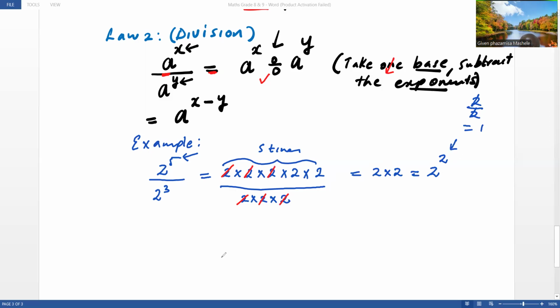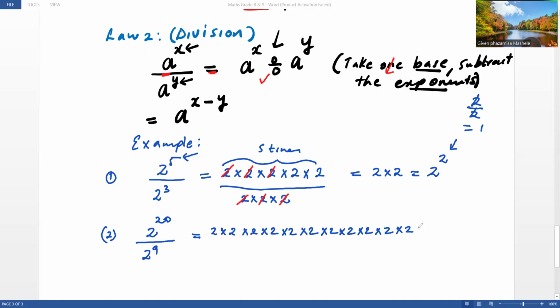But now the question is, imagine having to do this when you have, just as an example, 2 to the exponent of 20, and you have to divide by 2 to the exponent of 9. It means you have to repeat 20 times. It's going to be tedious work. Because if you have 100, then you have to do it 100 times. Imagine you have to write 2 times 2 times 2, so many times, and so on.